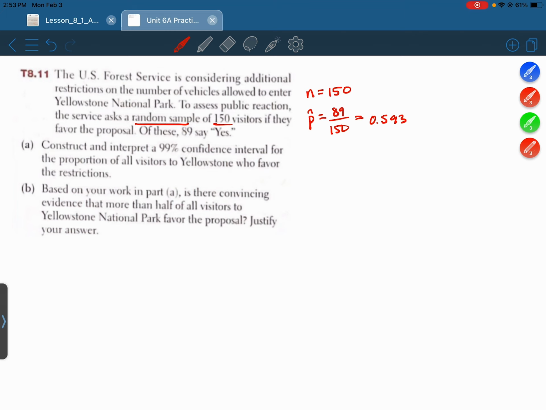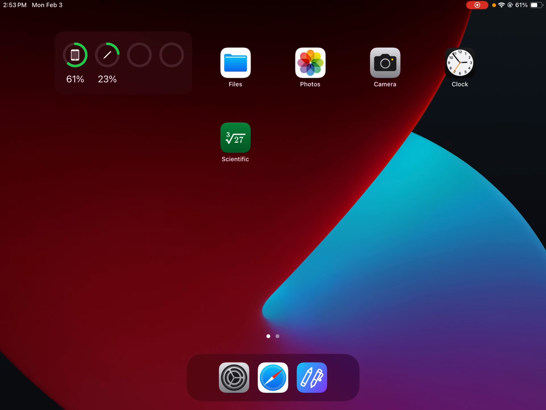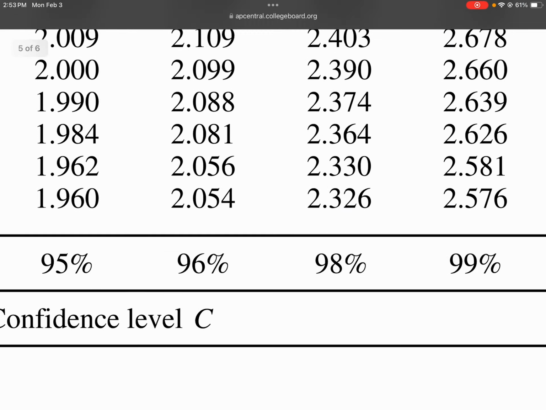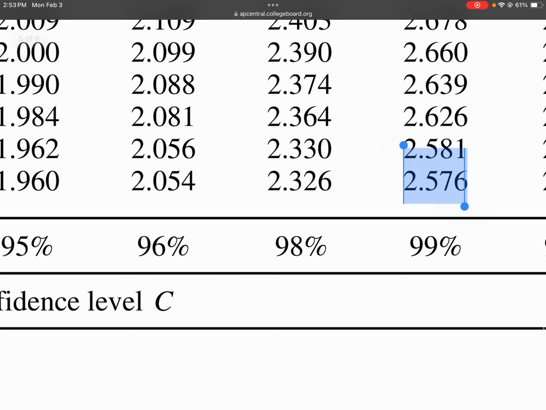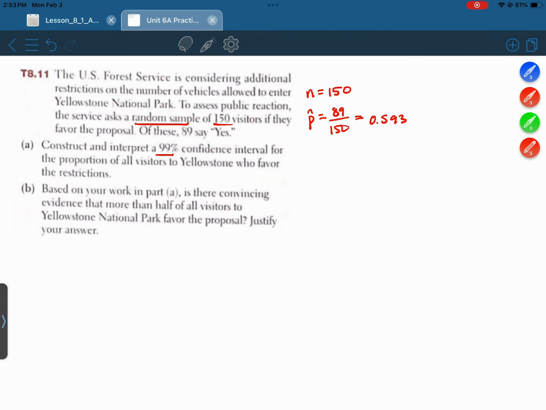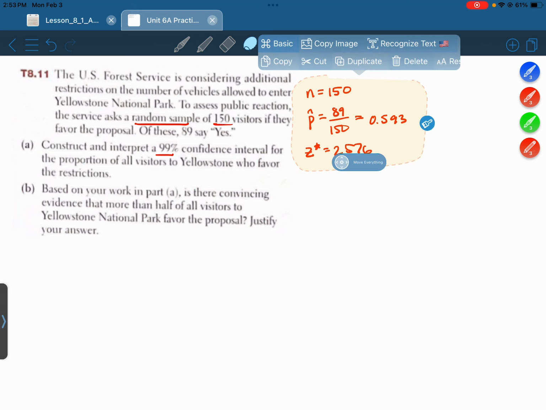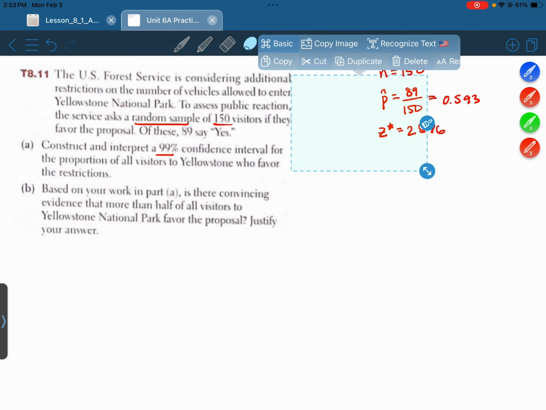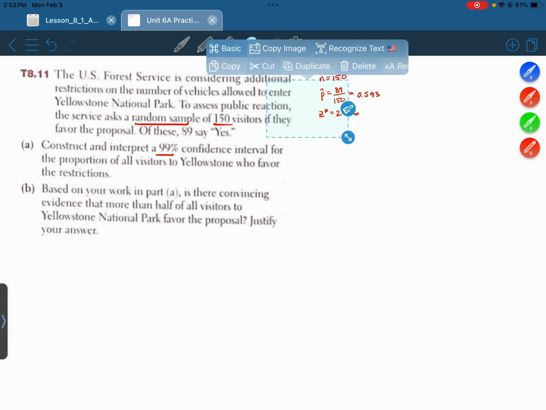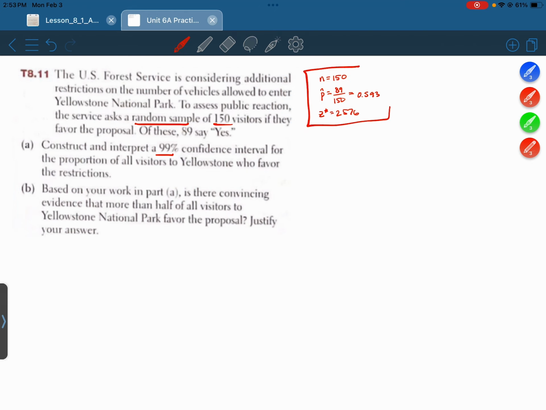All right, part A. Construct and interpret a 99% confidence interval for the proportion of all visitors to Yellowstone who favor the restrictions. If 99% is the confidence level, then the z-score is 2.576. I'm just going to move these notes over here and make them a little bit smaller because we still need space to show our work.